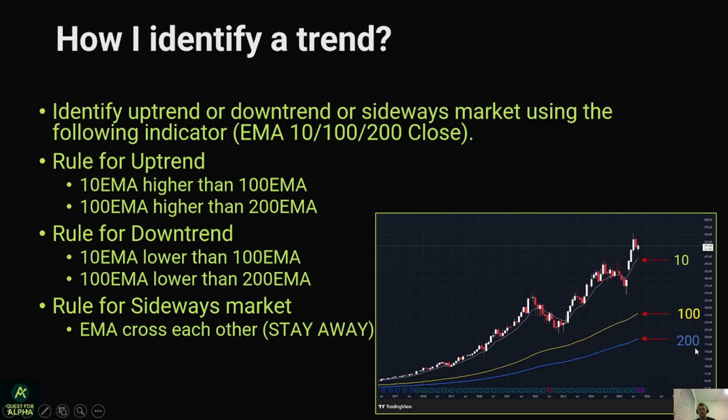The rule for the downtrend is just the opposite. The 10 EMA needs to be lower than the 100 EMA and the 100 EMA needs to be lower than the 200 EMA. For the sideways market, it is simply when the EMAs cross each other. So let's take a look at a few examples.